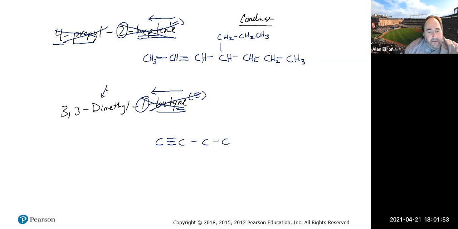3,3-dimethyl. So dimethyl means we have not one of these methyl groups in the compound, but 2 of these methyl groups. And where is each one located? Well, one is located at carbon number 3, and the other one is also located at carbon number 3. Again, because I chose this carbon on the left as carbon number 1, next to it would be carbon number 2, and next to that would be carbon number 3 here. At this point, that takes care of that part of the name.